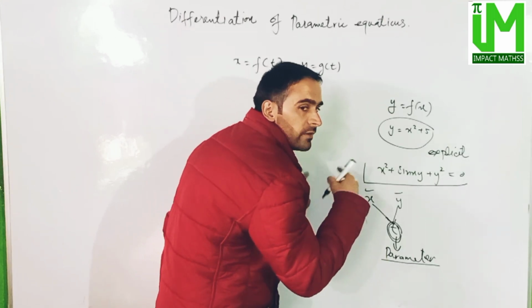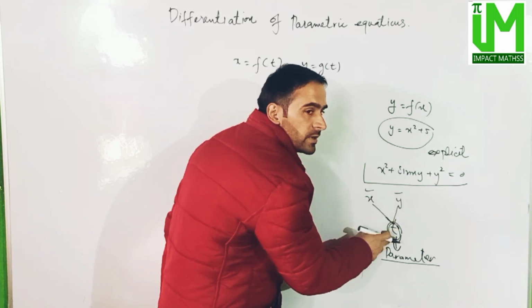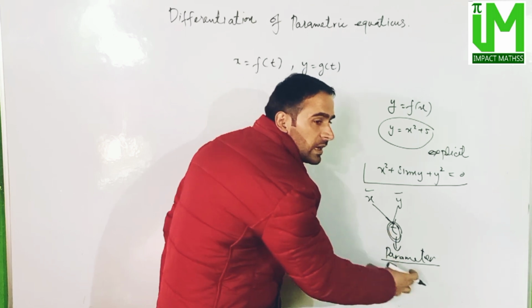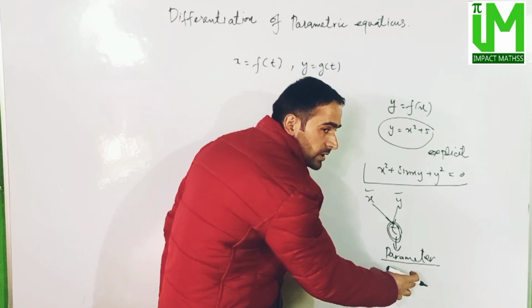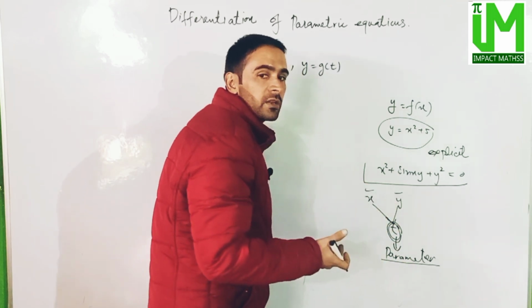So when we have variables such that x is a function of t and y is a function of t, t is the independent variable, which is called the parameter. Such functions are called parametric functions or parametric equations.